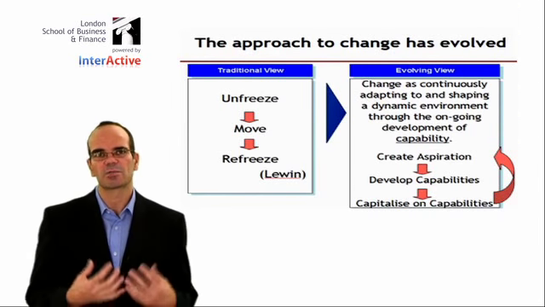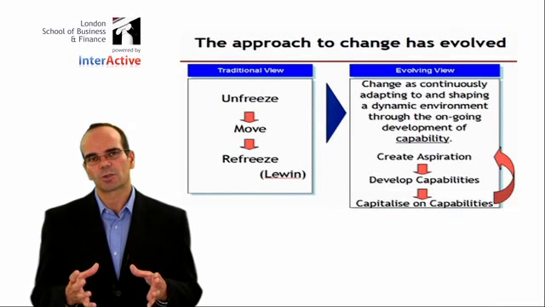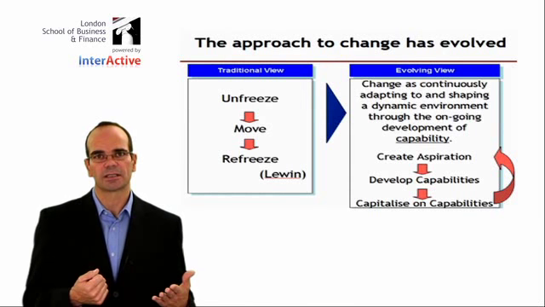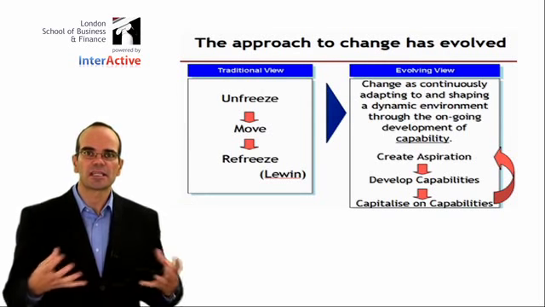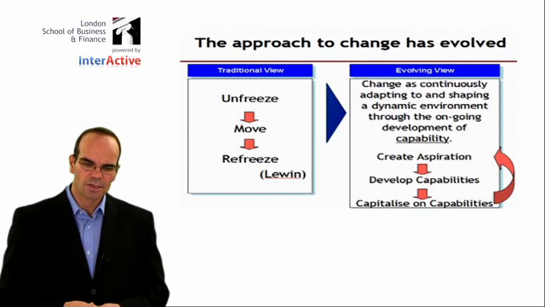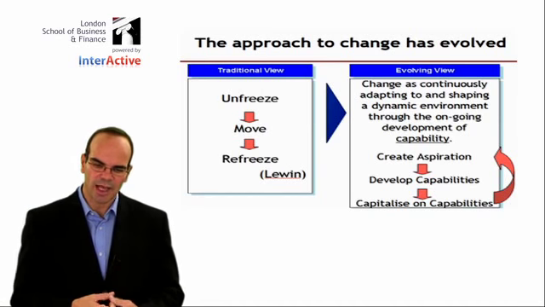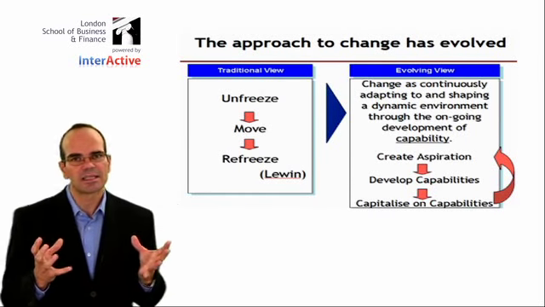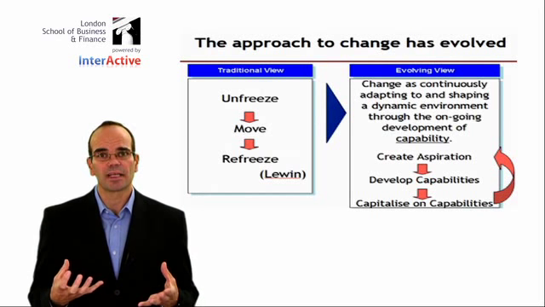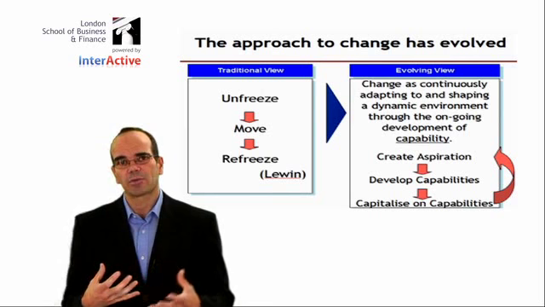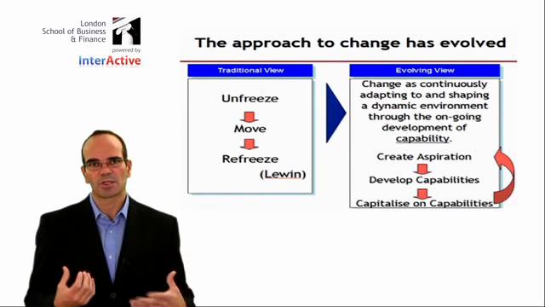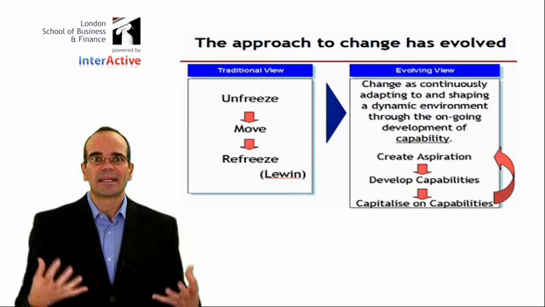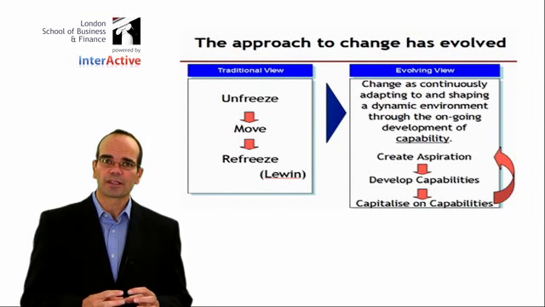The view that we hold nowadays is different. It's more dynamic than that. The view that we hold today is that companies evolve continuously, that markets evolve continuously, and that the change process is almost a continuous process. So change is continuously adapting to and shaping a dynamic environment through the ongoing development of capability. What does this mean? This means that by developing a change mindset within employees, they are much better prepared and much more able to deal with the change management process. Change becomes a daily expectation, and by giving people the capability and the skills to adapt to those changes enables them to deal with the change management process more effectively.